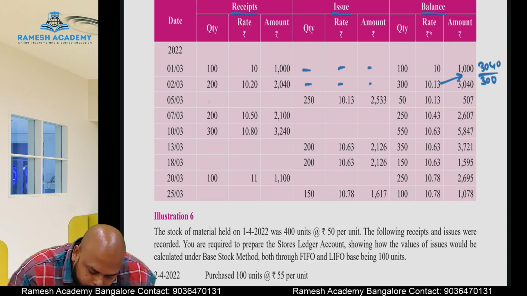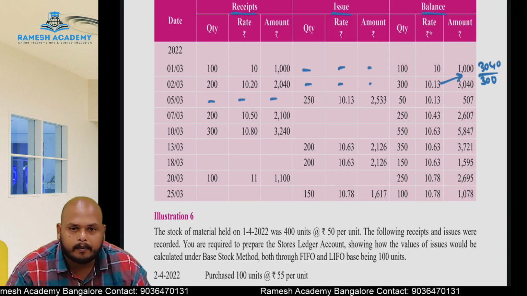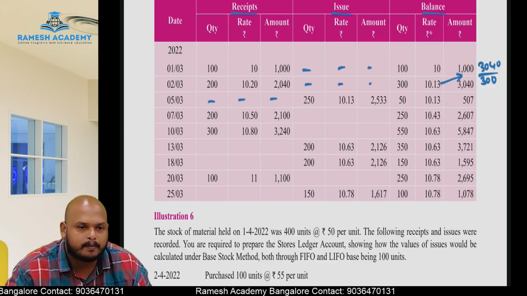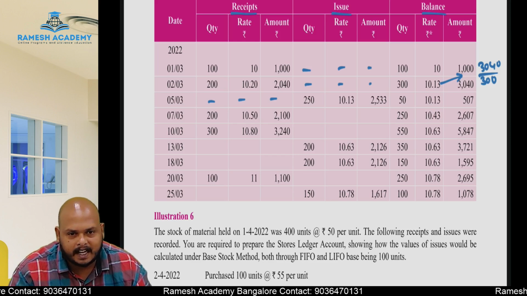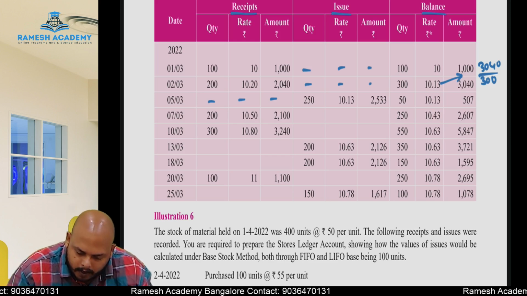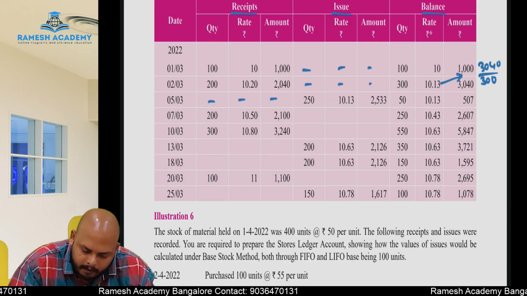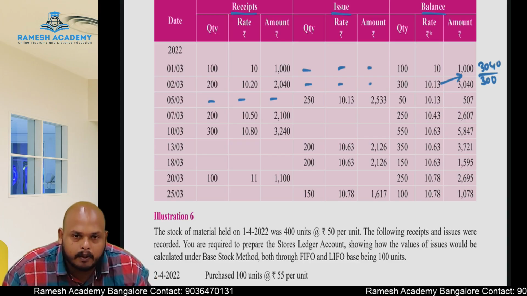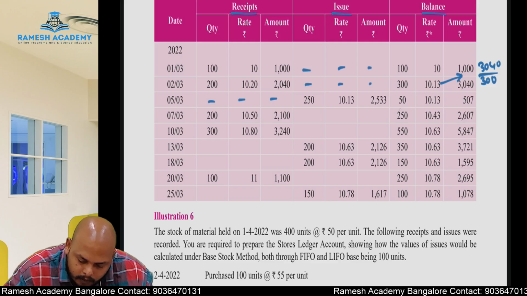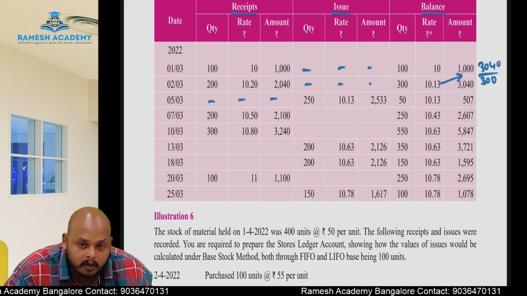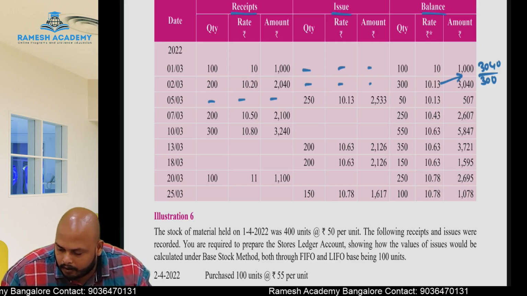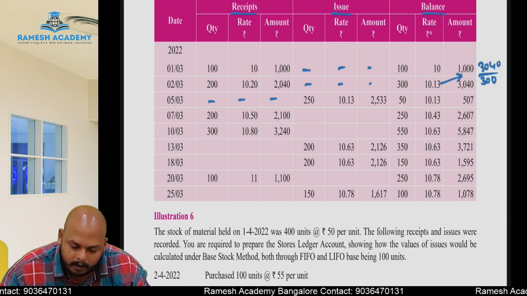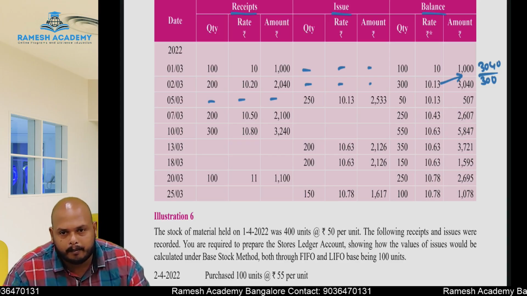See here. 5th March issued how many units? 250 units. Sir, what is the issue price we have to take? Weighted average price. Whatever the weighted average price is before the transaction, that we have to take. Before the transaction, the weighted average price is 10.13. So 250 into 10.13 is nothing but 2533. So 300 minus 250, balance is 50 and the amount is 507. 507 divided by 50 will come to 10.14, but still he rounded it off and took it as 10.13.